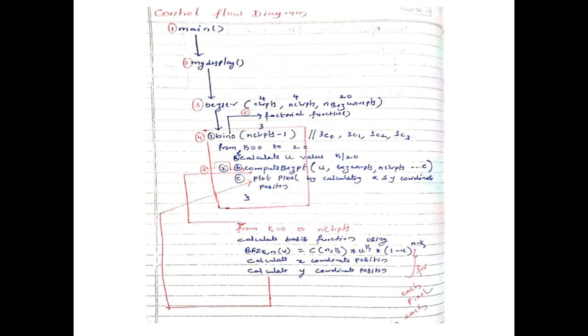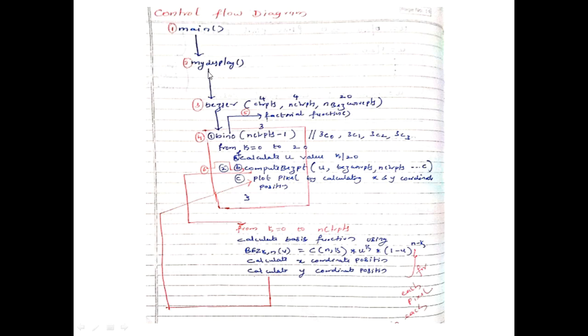So let us see the control flow diagram. We wrote our OpenGL program to create an animated flag. We know that execution of our C program always starts from main. In main, we call one user defined function called myDisplay. In the myDisplay function, we clearly specified how many control points there are, a total of 4, and we defined the number of Bezier curve points as 20.